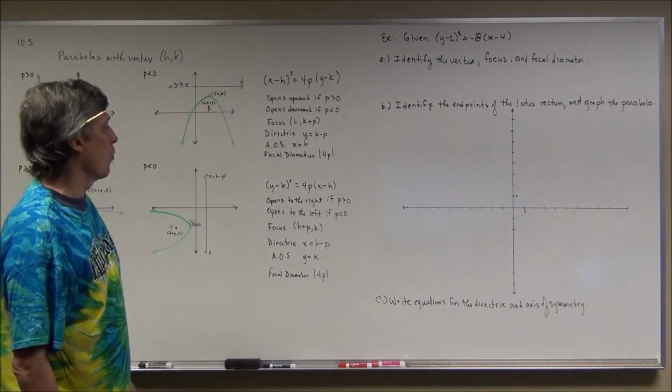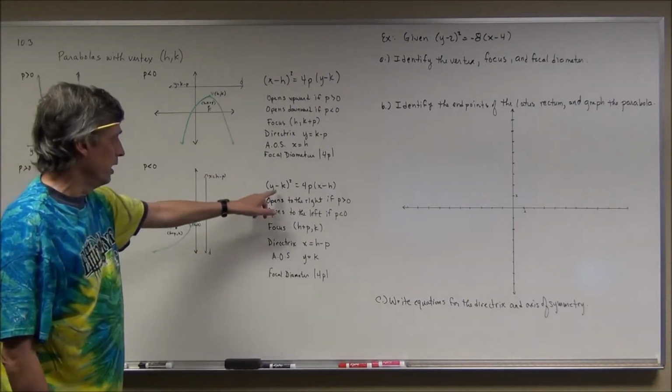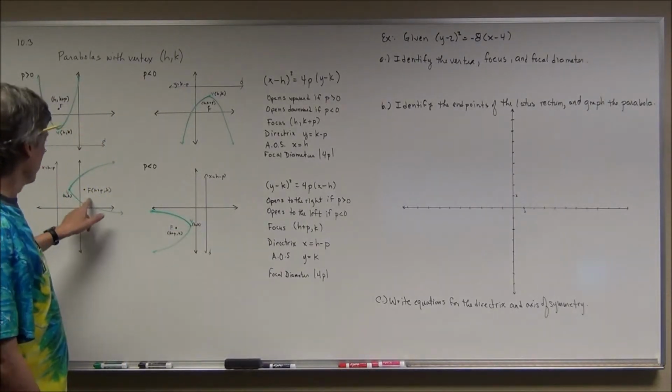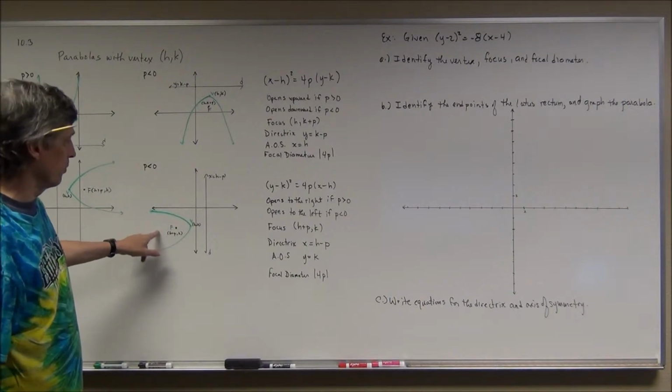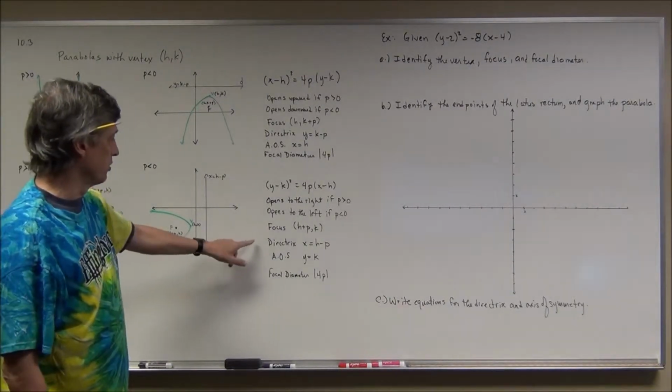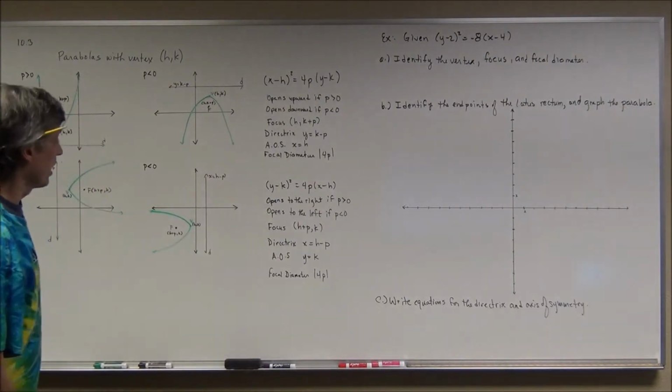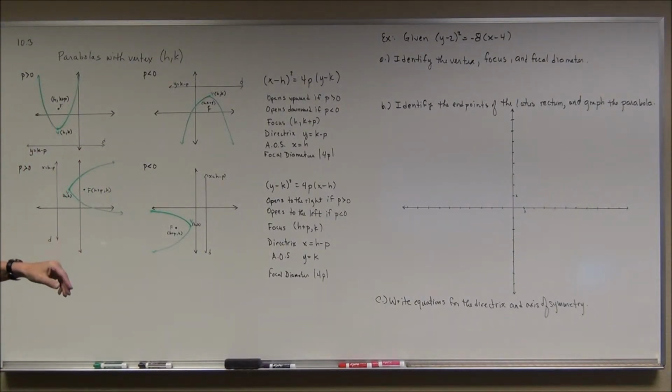Also notice that the variable y is the variable that's being squared in this expression. And then the focus is either going to be to the right if it opens to the right, to the left if it opens to the left. The directrix, just the reverse. The axis of symmetry here, being a horizontal line, y equals k, because it's got to go through the vertex, and the focal diameter, again, absolute value of 4p.